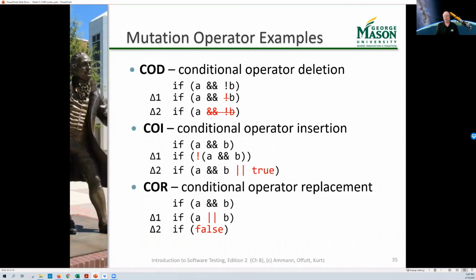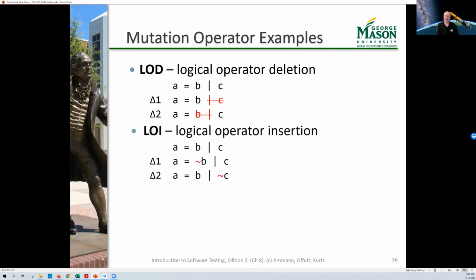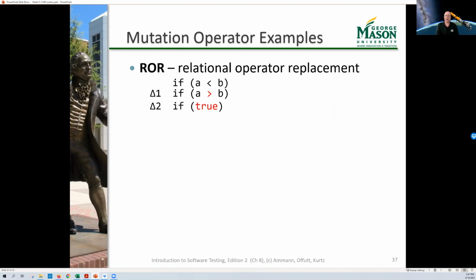Replace the operator with something else, right? Replace and with or, replace it with XOR, or take the whole thing out and replace it with true or replace it with false. Logical operators, I think you're starting to get the idea. I don't want to beat you up too badly over it by going through every one.